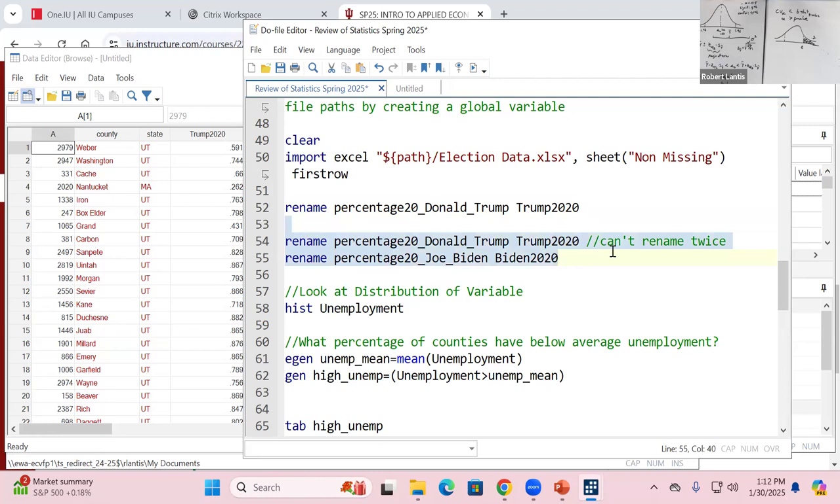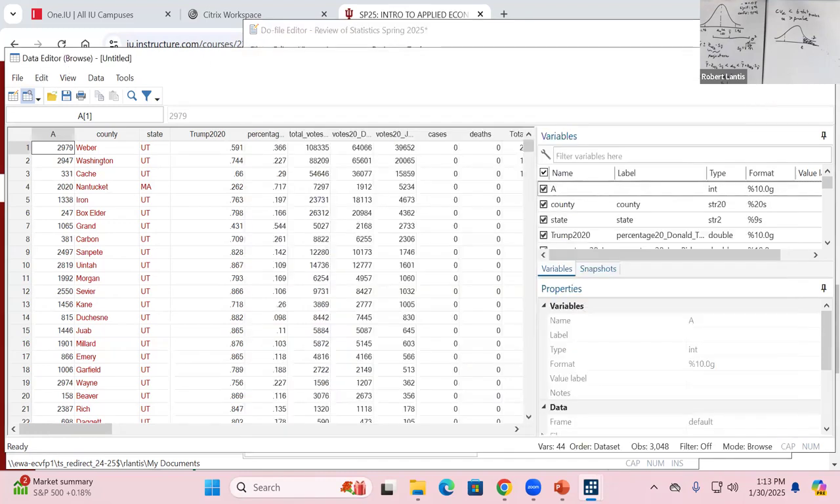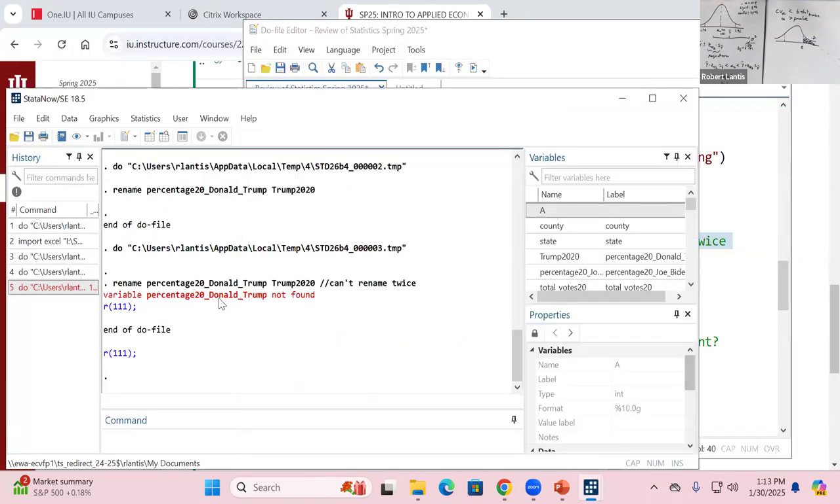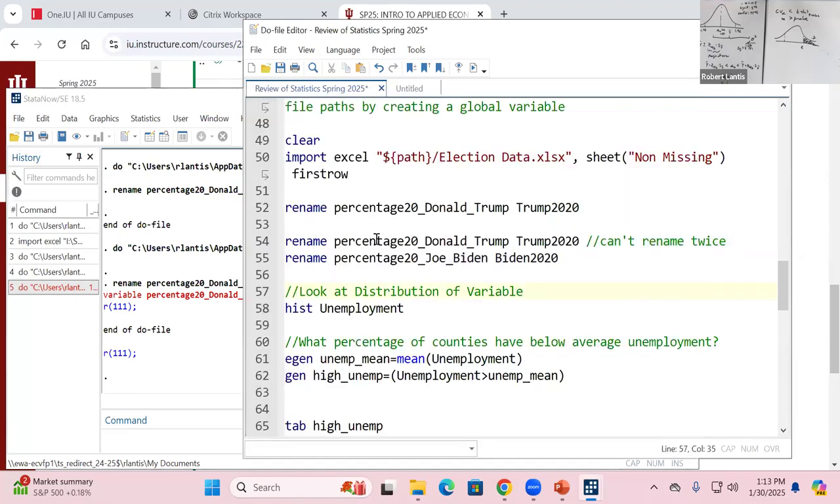So if I try to then run this again, this is another point I want to make in Stata. If I rename a variable, it now has the new name. So if I try to run that exact same line of code, I'm going to get an error. Why? Because this name doesn't exist anymore. I already renamed it. So you don't want to run that same line of code twice. You can only run it once, right? Once you rename it, the new name of the variable is Trump 2020. The old name doesn't exist anymore.